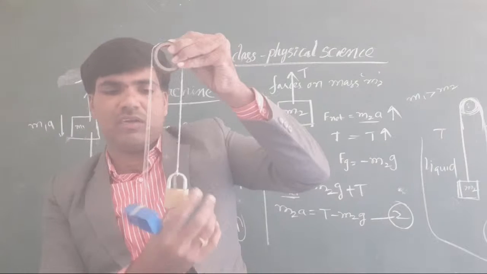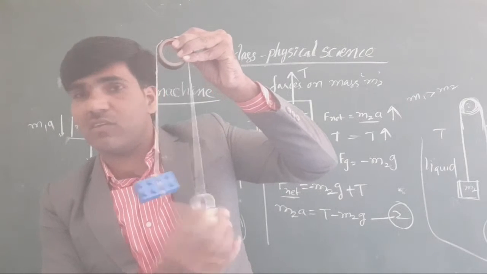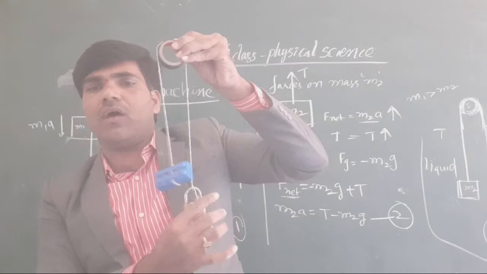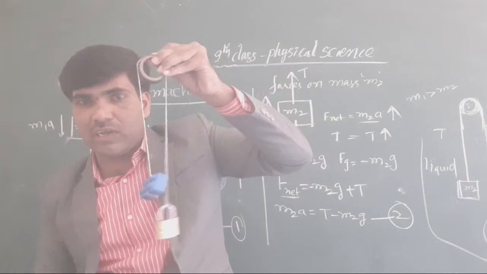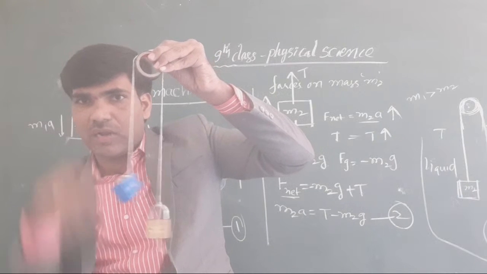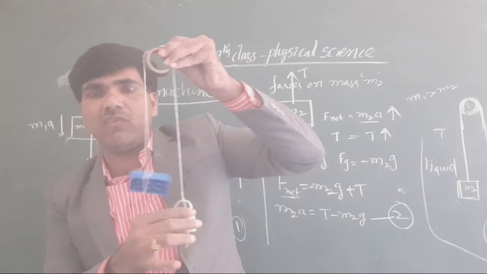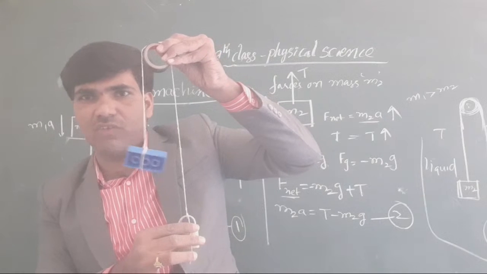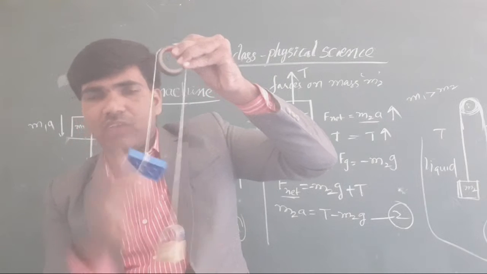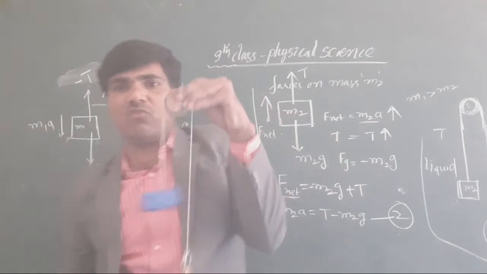Now consider this plastic black body. The gravitational force is working on it in a downward direction, but our body is moving in an upward direction. Clear or not, all the students? The body is moving in an upward direction and the tension is also acting in an upward direction. I hope you understood all.